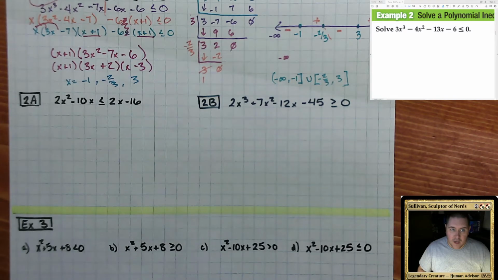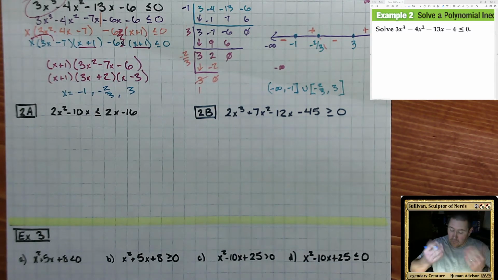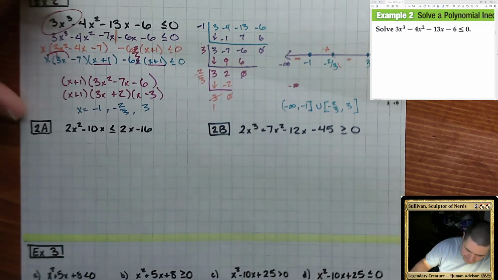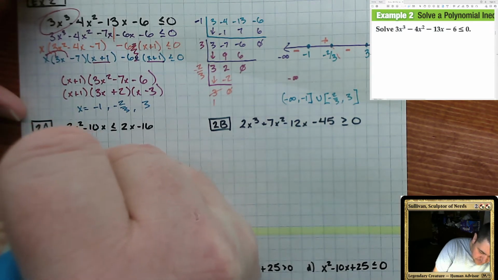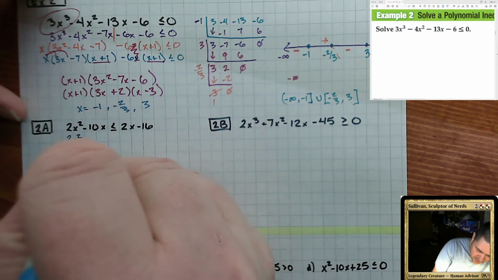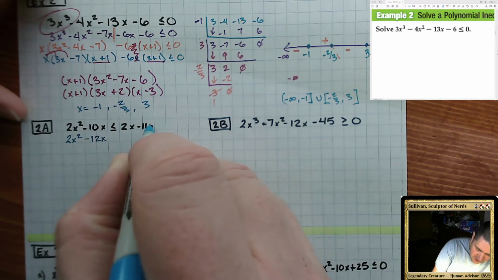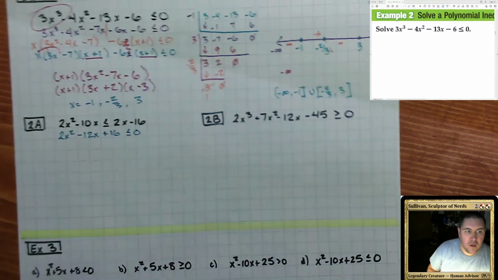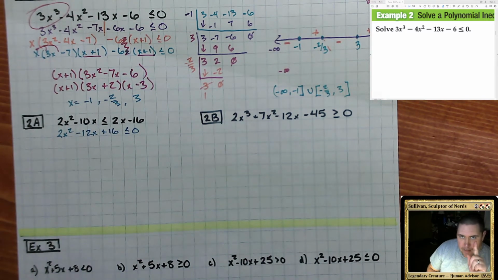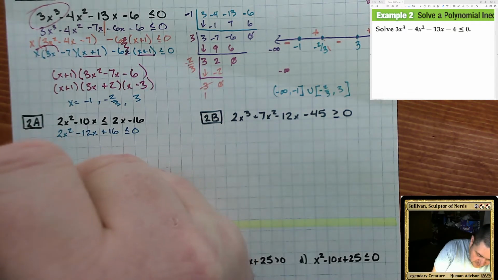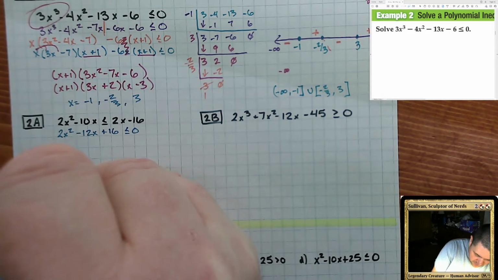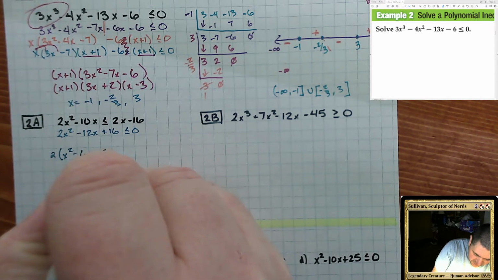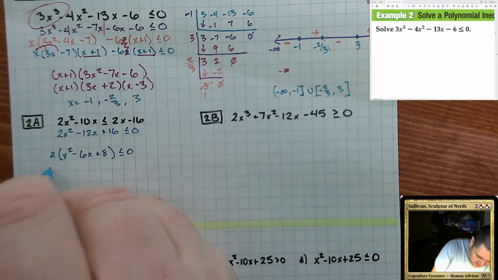So, 1 quadratic and 1 cubic. Give more. Here, 2x squared, subtract, negative 12x, add, plus 16. Now, I'm going to factor out a 2. X squared minus 6x plus 8. And then factor the quadratic.